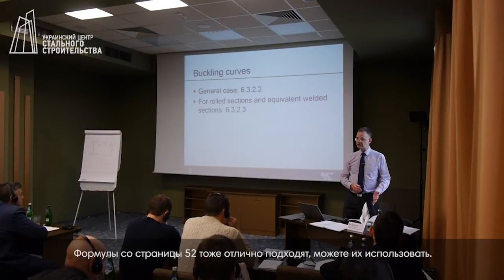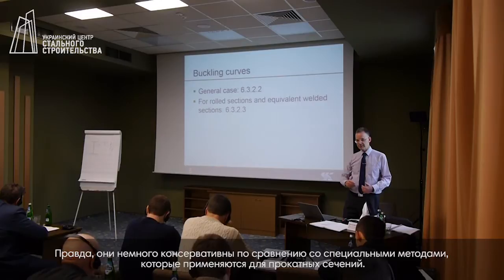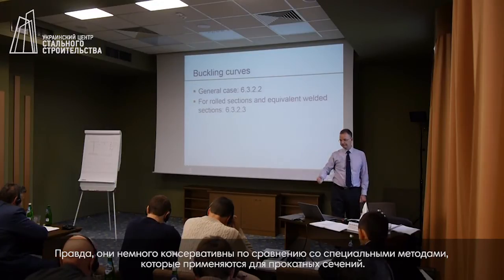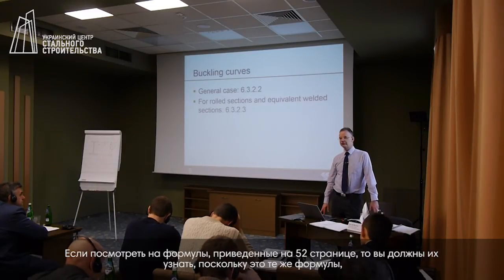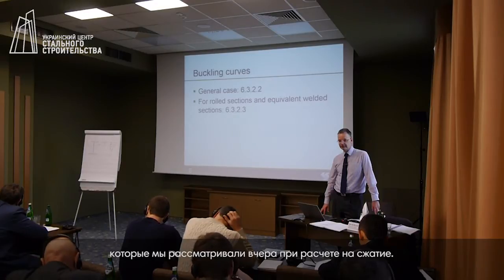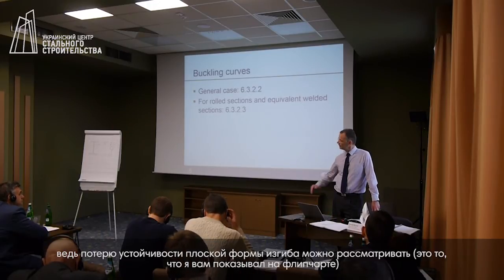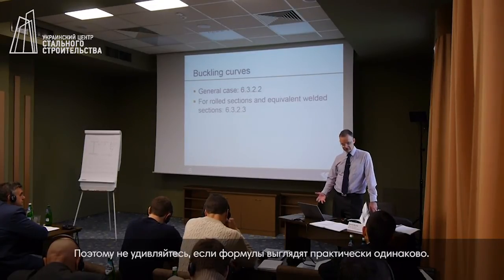If you use the expressions on page 52, they are perfectly fine, but they may be a little bit conservative compared to the special case for rolled sections. If you look at the formula on page 52, you should recognize the formula because they are the same as we saw yesterday for compression. That's appropriate because lateral torsional buckling can be considered, as shown on the flip chart, as a strut under compression. So perhaps we are not surprised that the formula look precisely the same.